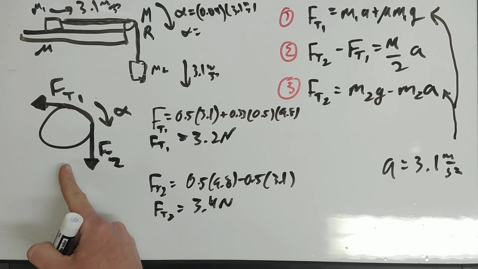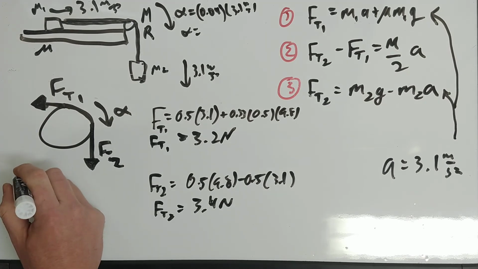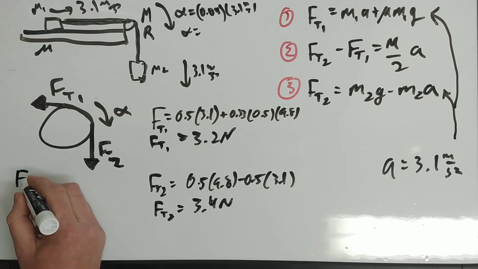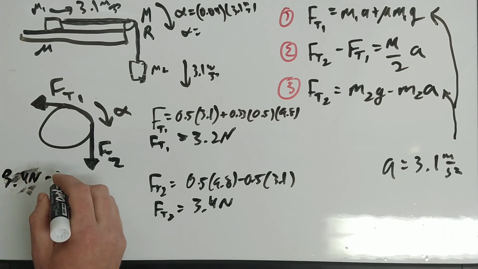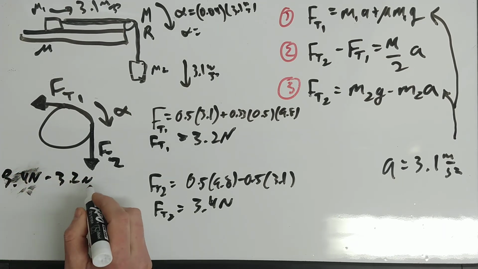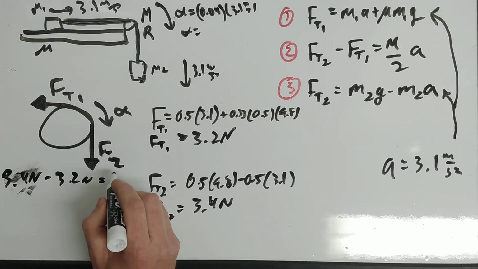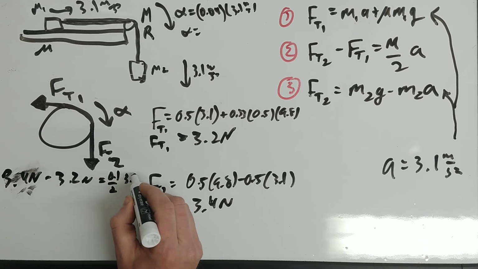Now what you can do is you can go back and check it with the pulley, and I did this on the PDF solutions. So when you plug in, okay, go back to plug into equation 2, it's FT2, so it's 3.4 newtons minus 3.2 newtons equals m over 2 times a, so it's 0.1 divided by 2 times 3.1.